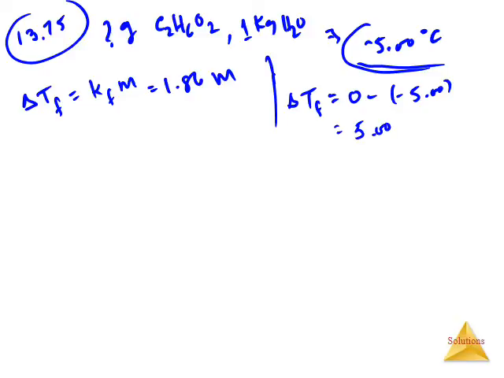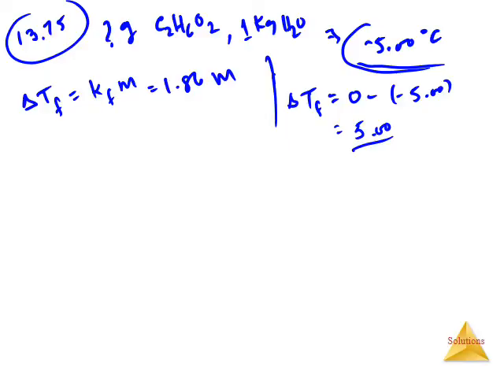Just by looking at this number, you'd know that it's depressed by 5 degrees, because freezing temperature is 0 degrees. If it's depressed by 1 degree, it becomes minus 1. Depressed by 5 degrees, it becomes minus 5. So just simple observation will lead you to the same answer. So the freezing point is depressed by 5 degrees. Depressed means going downward.